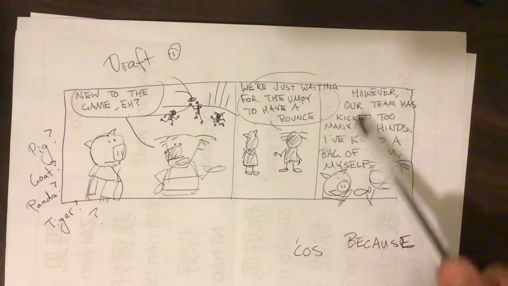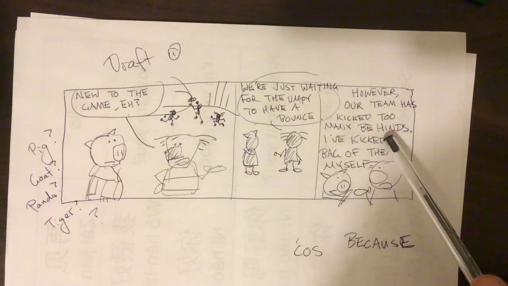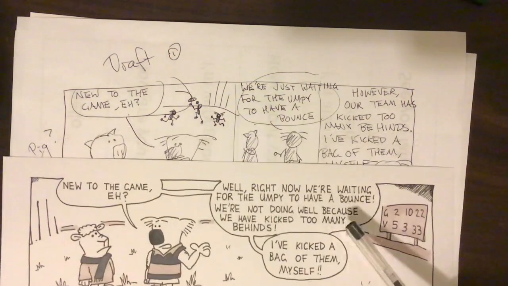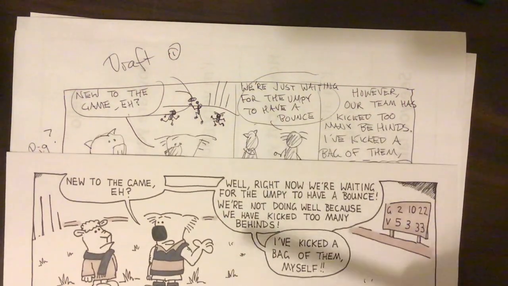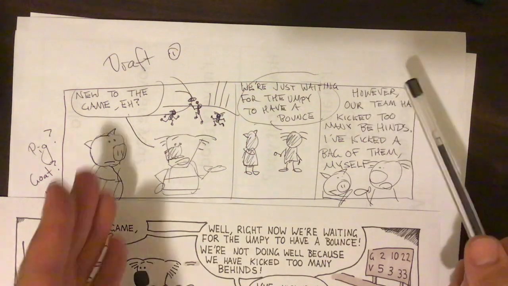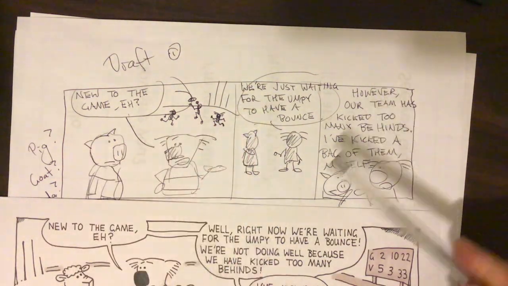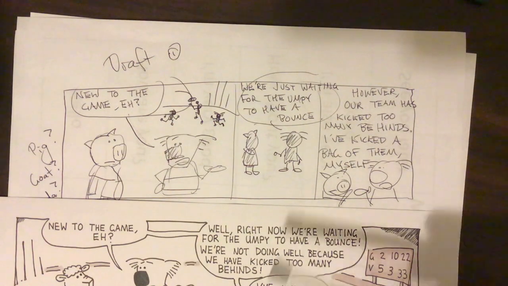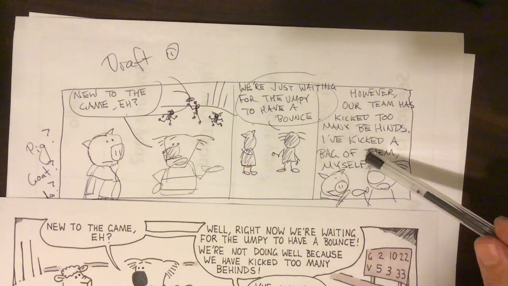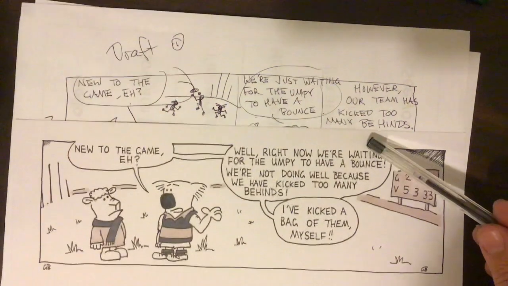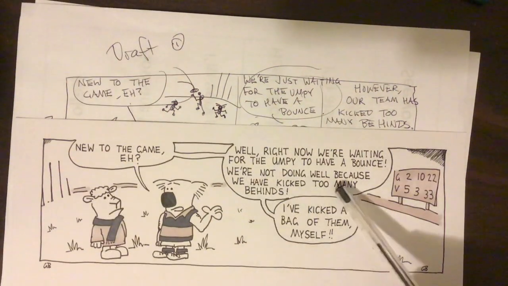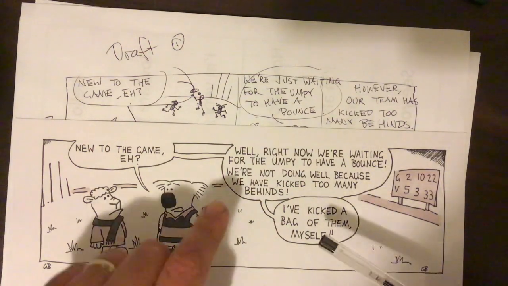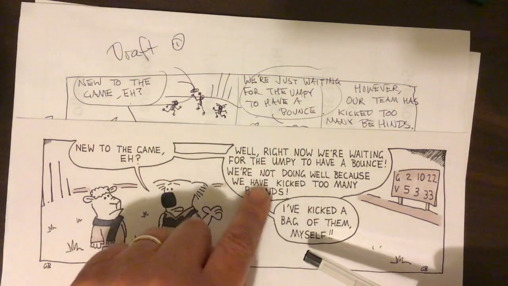Oh, there's one more thing there. I actually tried to shorten the dialogue compared to this and omitted a few words. But it's hard because sometimes you actually need a few words just to get the joke going along. And if you actually take words out, you run the risk of people not getting it here. So I said, have our team kicked too many behinds? I omitted this line here. We're not doing well because we have kicked too many behinds. So I might actually put that back in.